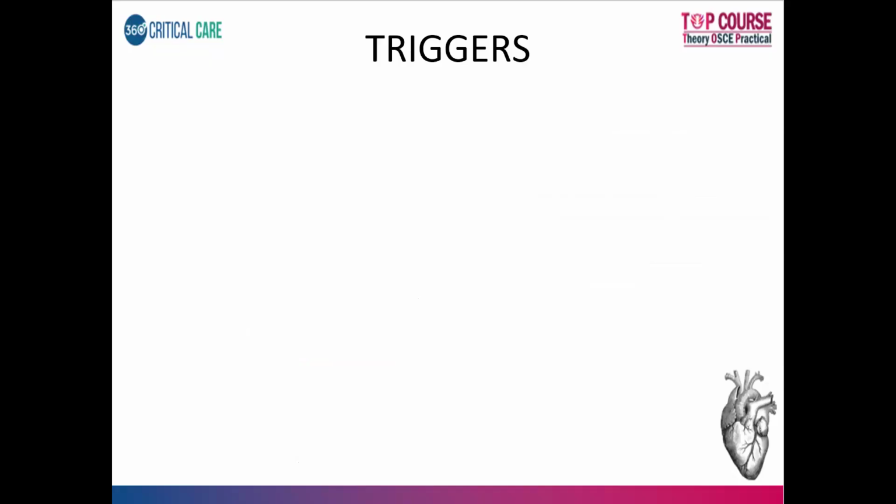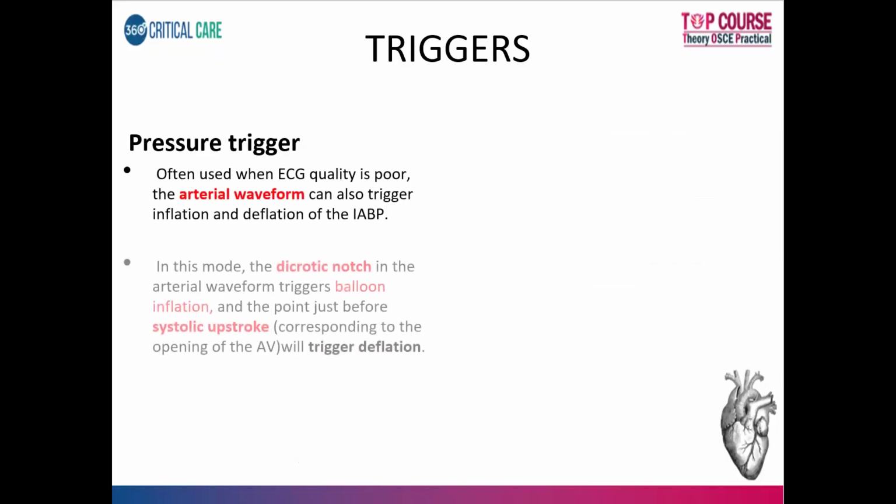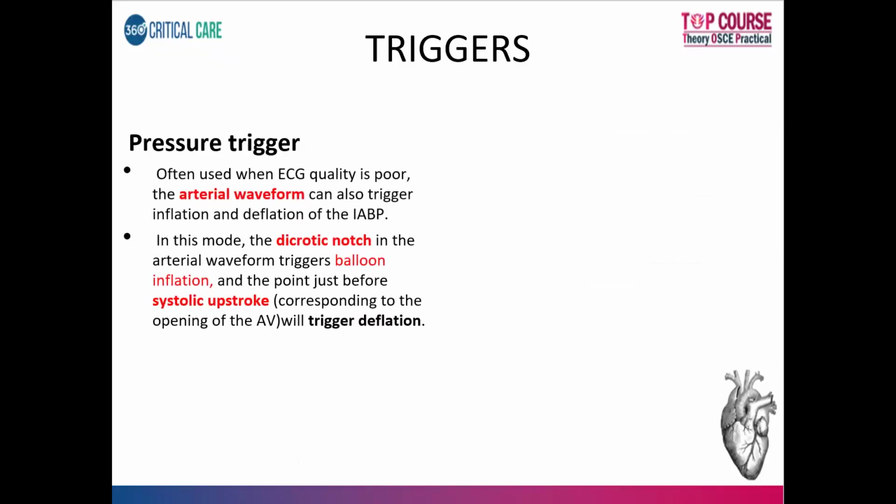So the other triggers. Here we said that if the patient has an arrhythmia, we can't use an ECG trigger. What are the other triggers which are present? I've already mentioned earlier, there are the pressure triggers. If I'm talking about pressure triggers, where do we take the sensor from? Usually it is from the arterial waveform. The dicrotic notch is the place where the balloon inflation is triggered from, and the systolic upstroke triggers the deflation.